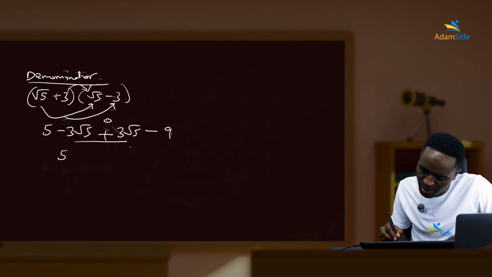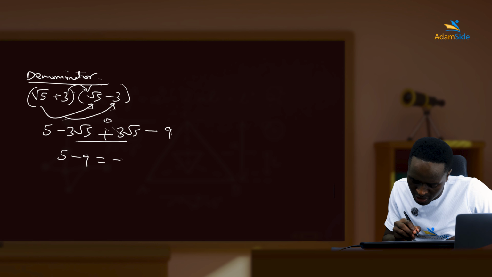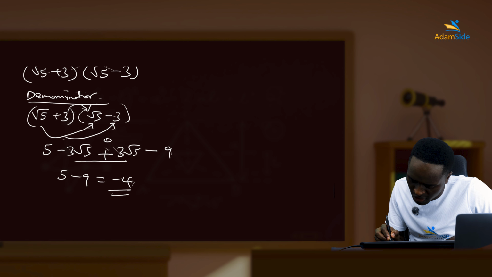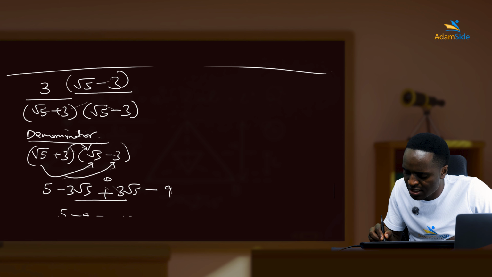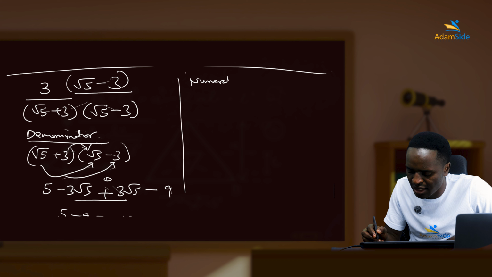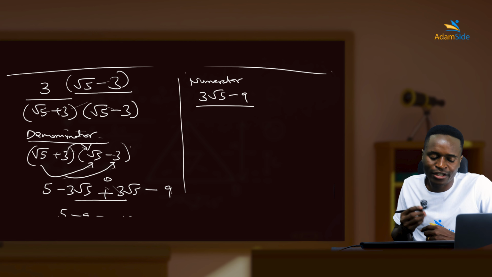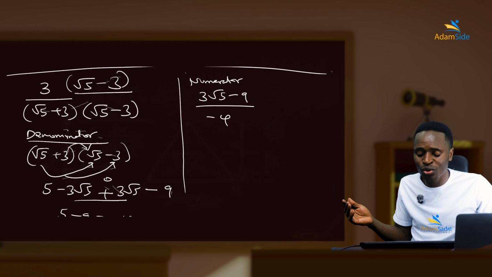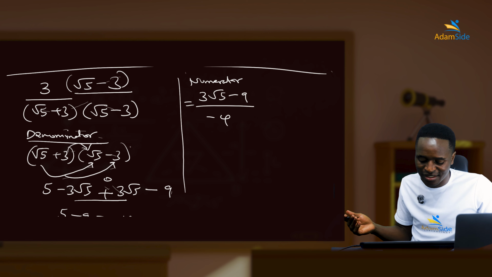Now if you multiply on top, you get 3 root 5 minus 9 over minus 4. This is the answer. You can either decide to keep the negative, or you just say 3 root 5 minus 9 over negative 4 to be your actual answer. This is what you need to do when you're asked to rationalize.